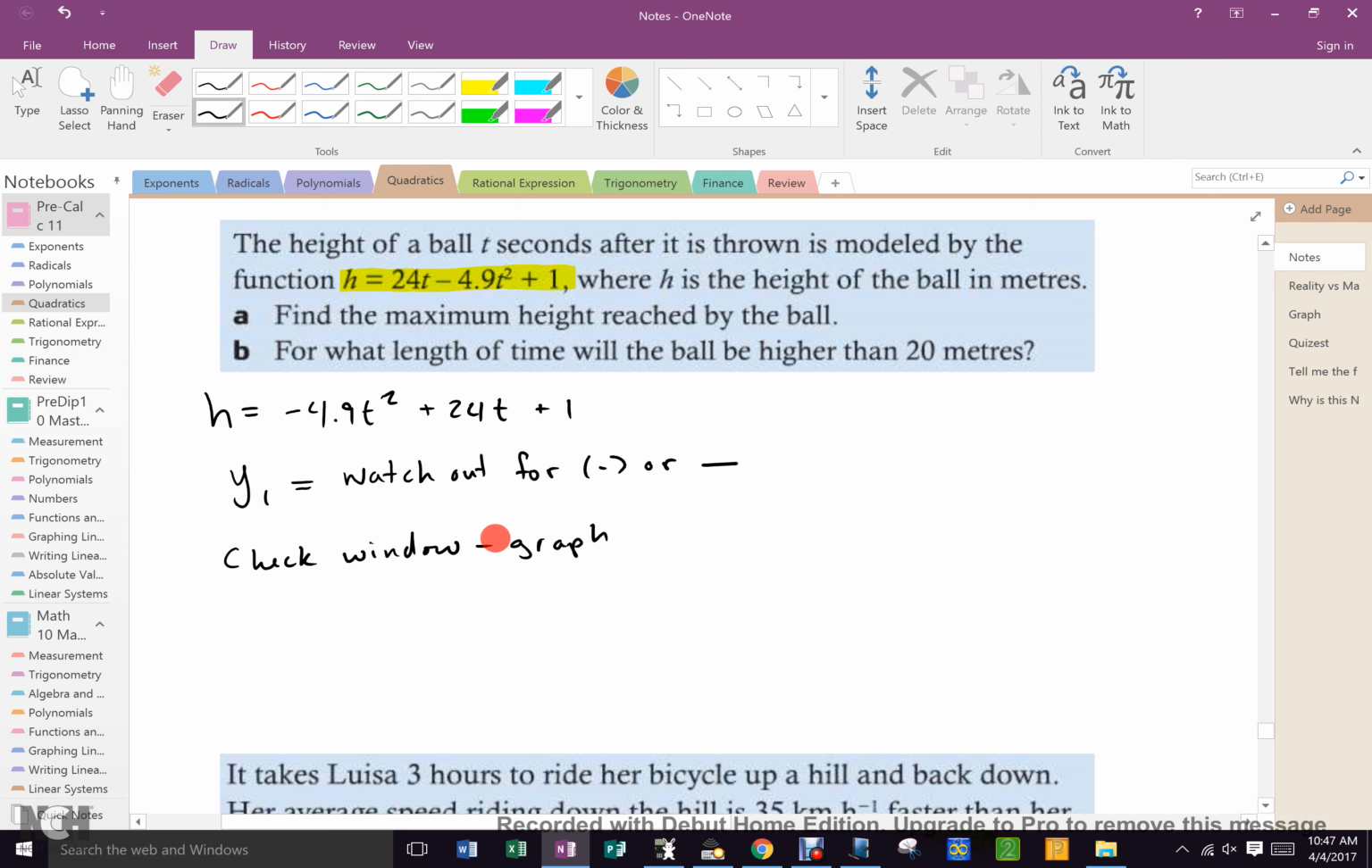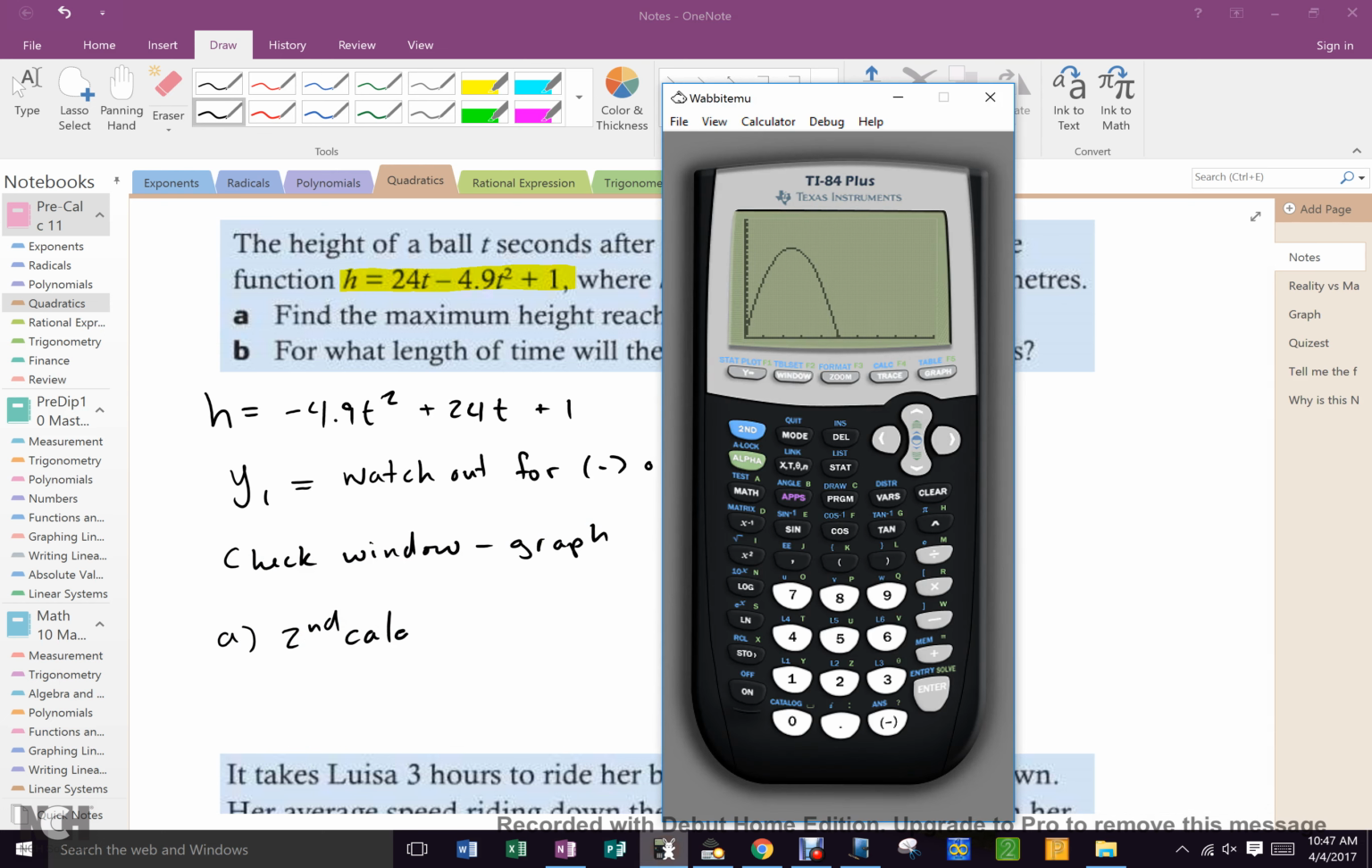Now, I want the maximum height for the ball. So that's second calc. Now, can I use the value feature today? No, why? Because this math was so hideous, we didn't bother finding our Vx, did we? So I'm going to go second, calc. What do I need? Maximum. And then I do my draw, or I use my arrow keys.